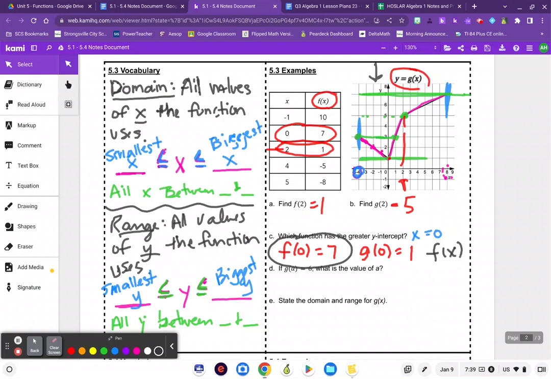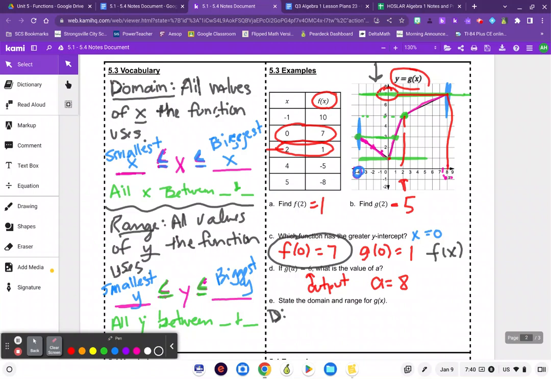D says, if g of a equals 6, what is the value of a? Okay, well, this time, 6 is the output. So I'm looking for the input. I'm looking at the g function. So when g has an output of 7, that's right here. I'm looking for the x that goes with it, and the x that goes with it, or that specific a value, is 8. And then this says state the domain and range, which is what we talked about in the notes in the box next to us.